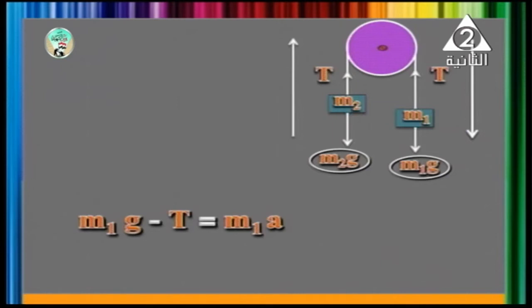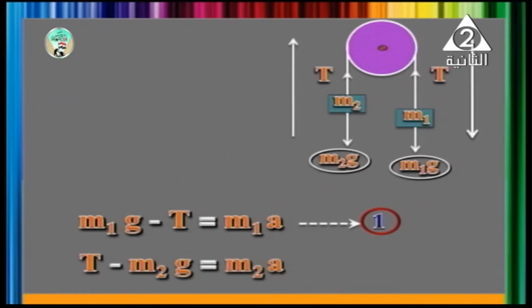My dear student, we have two masses, M1 more than M2. The first equation from the first mass: M1G minus T equals M1A. Remember, the motion is vertically downward. Why? Because M1 is more than M2. This is equation number 1. What is equation number 2? T minus M2G equals M2A.